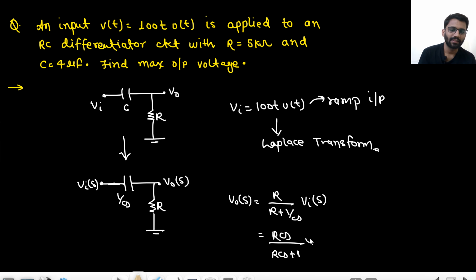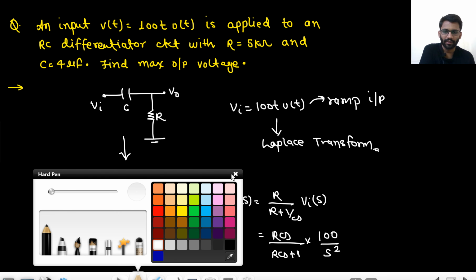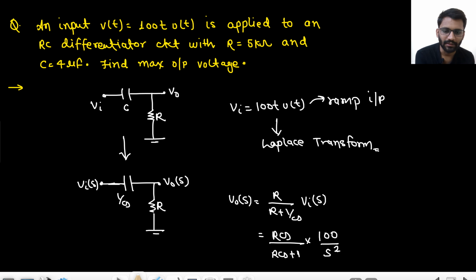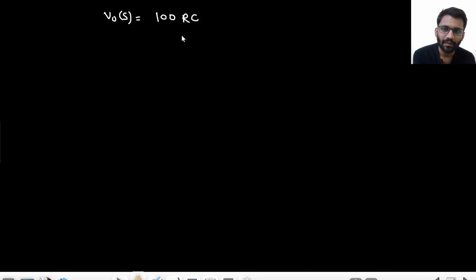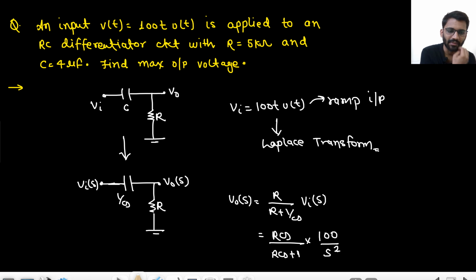What will be V in S? V in S would be 100 by S square, right? What is the Laplace transform of t u(t)? It is 1 by S square. So it would be 100 by S square, right? So your V naught S would be 100 RC upon S into RCS plus 1.